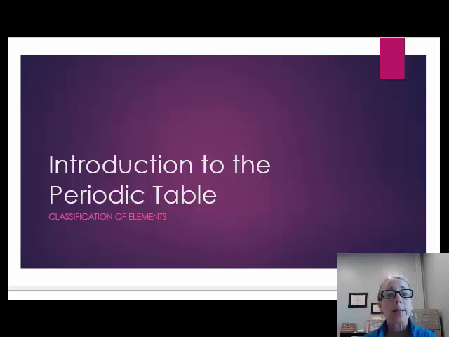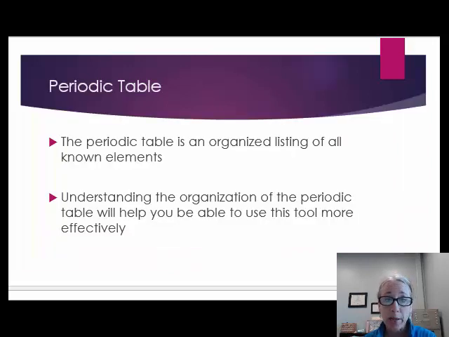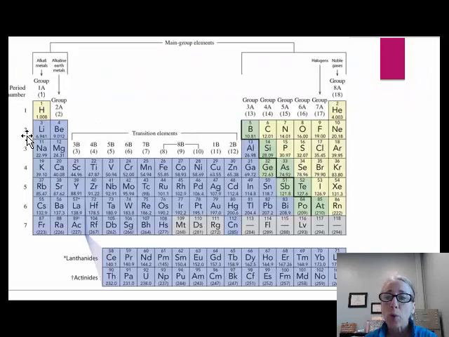The periodic table is a universally accepted way to organize elements. Let's examine how the periodic table is organized so you can use it effectively. The rows are known as periods, and there are a total of 7.